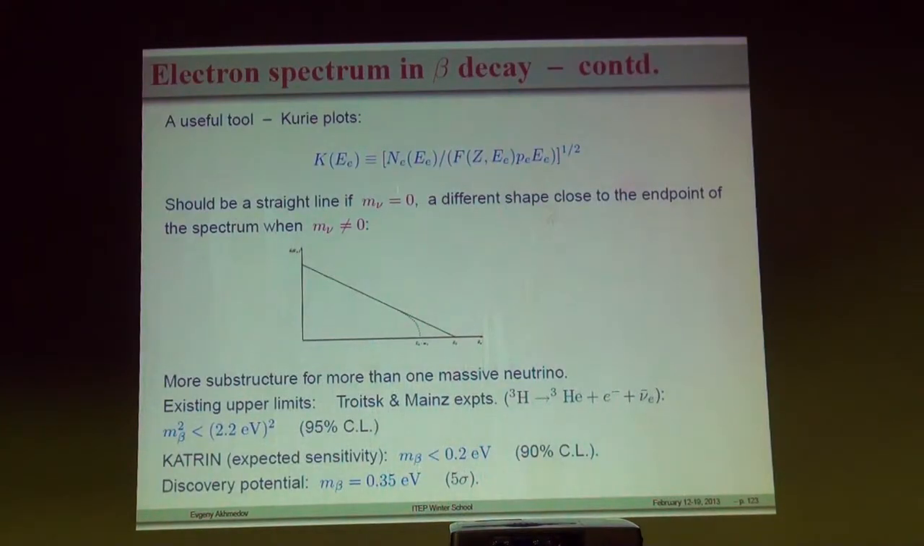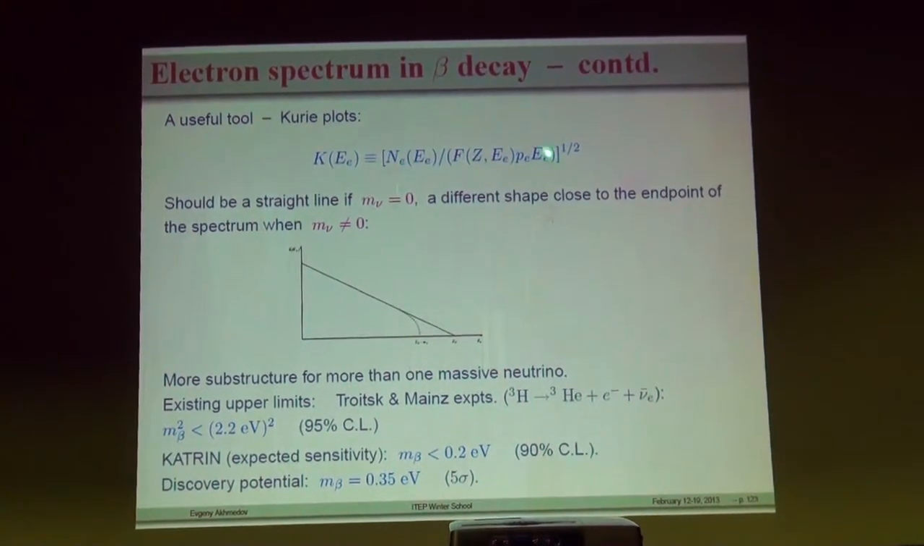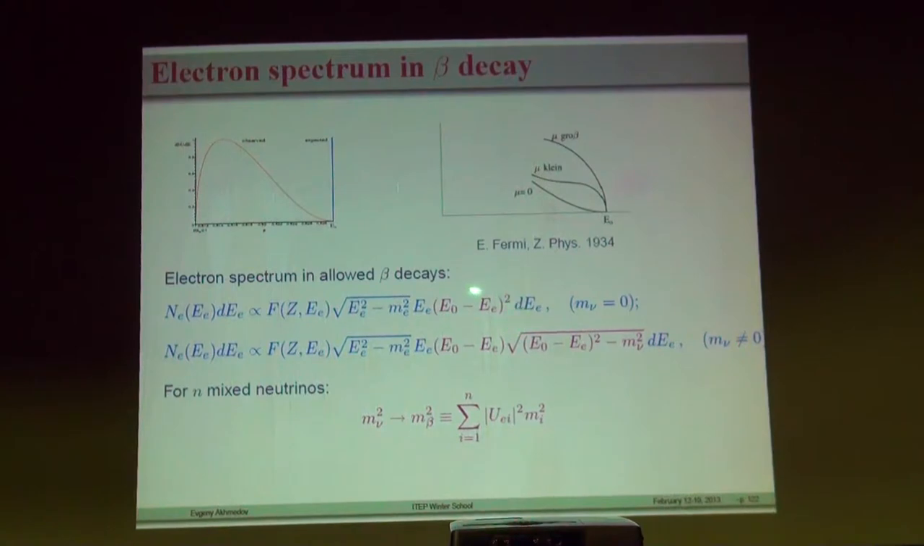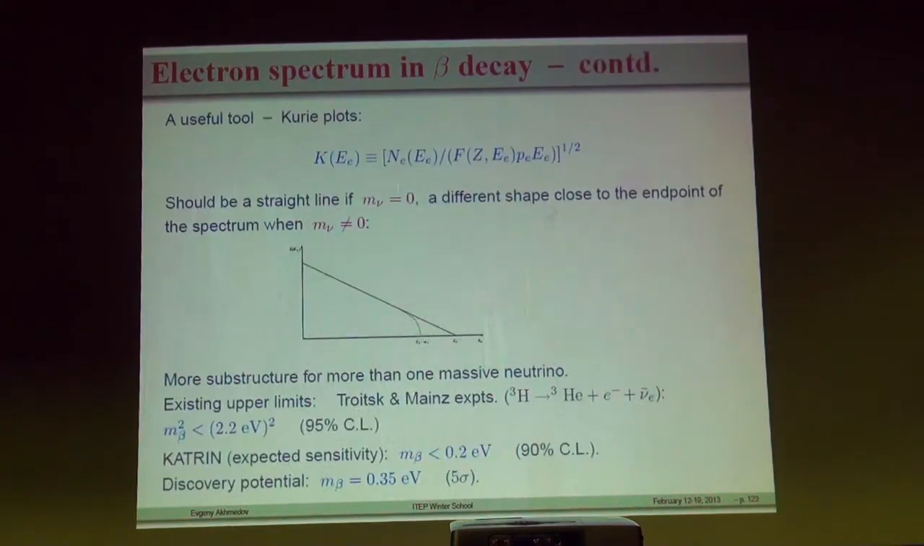So what helps and what is very convenient is the so-called Curie plot. In the Curie plot, we divide the spectrum of electrons by this quantity, and then what we obtain is actually the square root of what is shown in violet, in a different color here. In the case of massless neutrinos, it is just E0 minus the electron energy, and in the case of massive neutrinos, this is the square root of this quantity. You can see that the behavior of these curves is different. For non-zero neutrino mass, instead of a straight line, near the end of the spectrum the curve goes down. This is assuming that there exists only one massive neutrino and then only one electron neutrino. Okay?